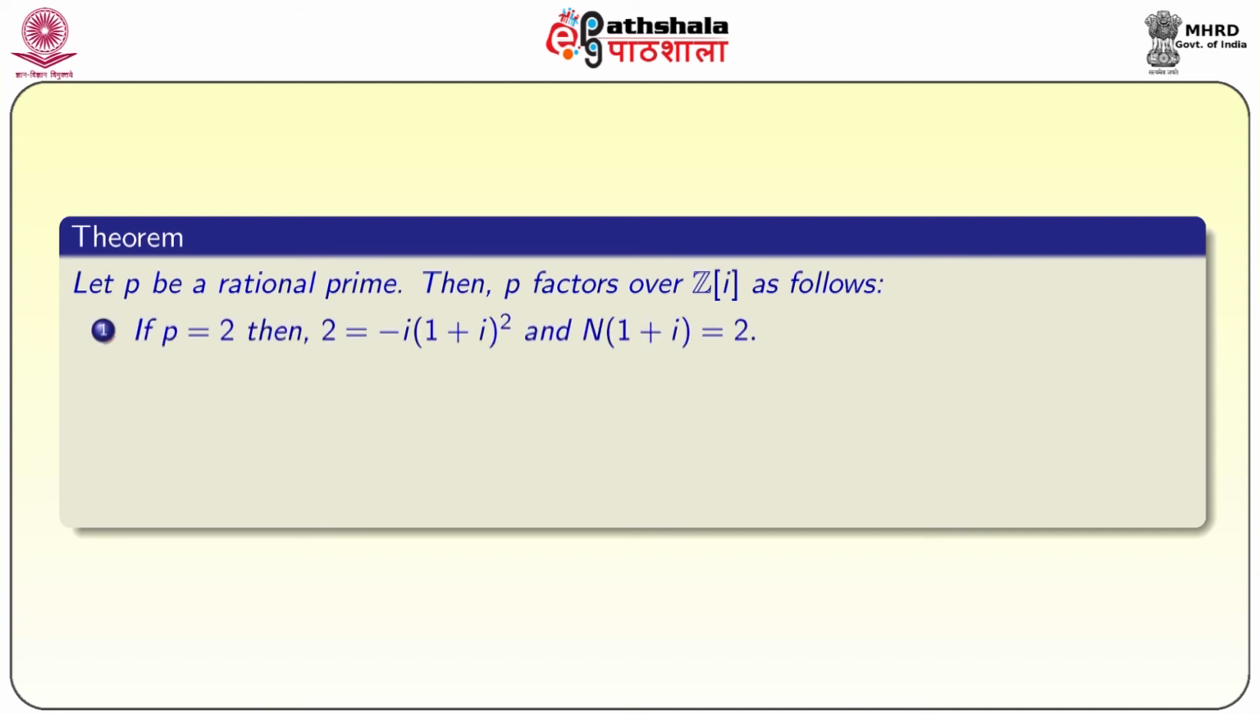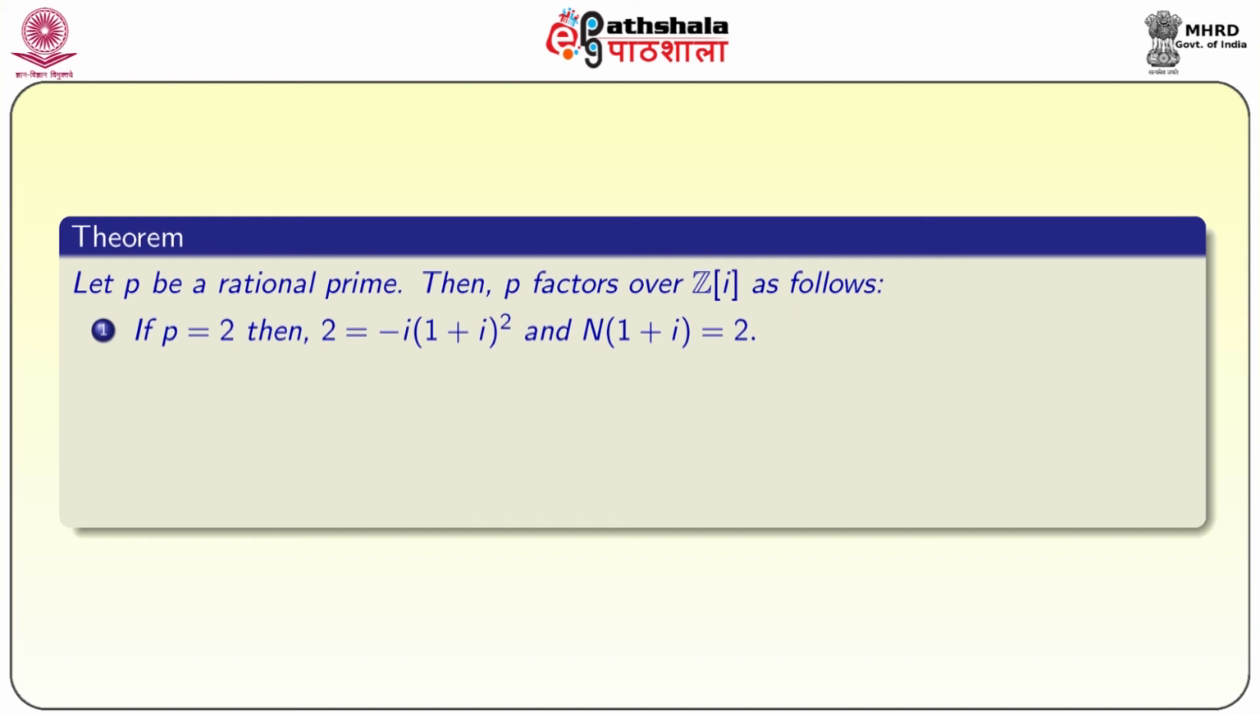That is, if p = 2, it is a prime in Z, but 2 = −i(1 + i)², and the norm of 1 + i is equal to 2 as well. So, here 2 is a square, it is not square free in the Gaussian integers.